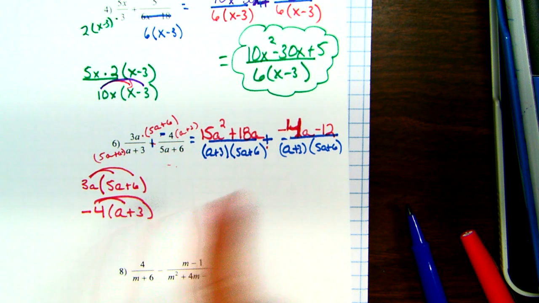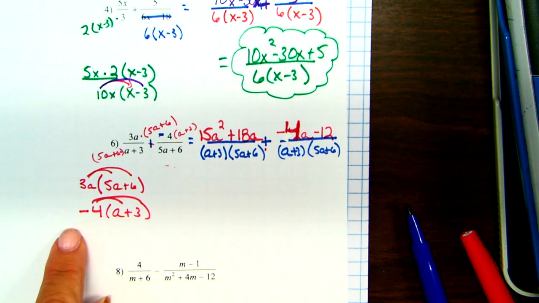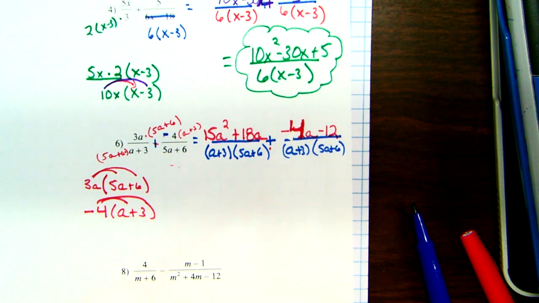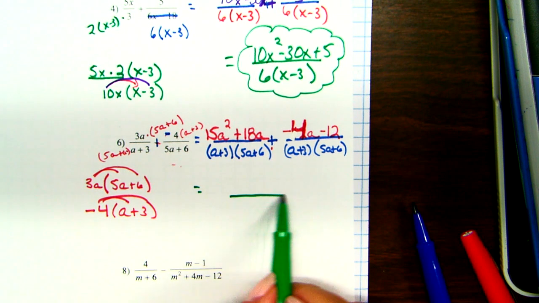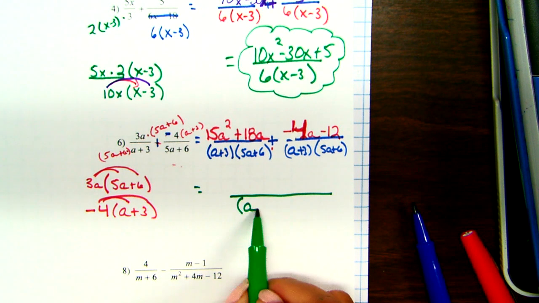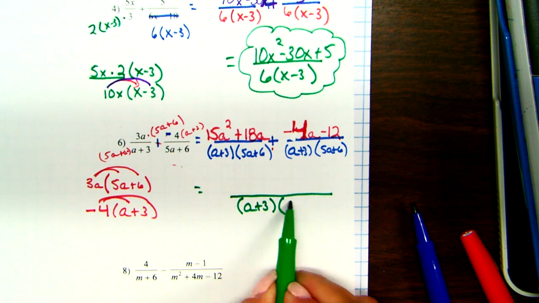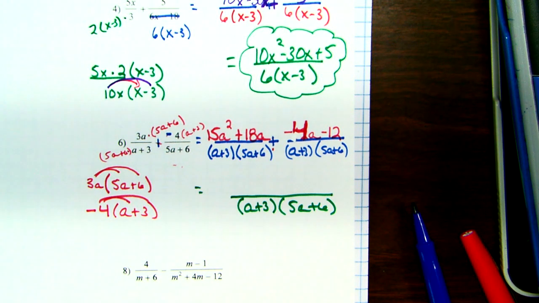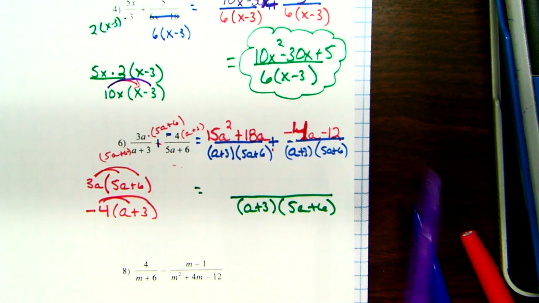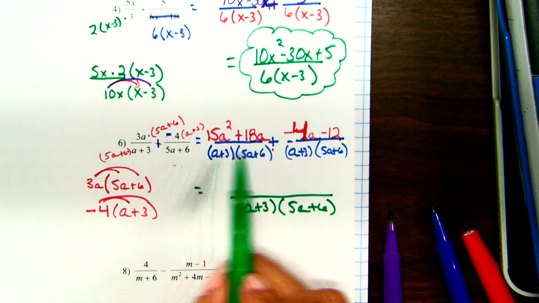So negative 4 times a is negative 4a, negative 4 times 3 is negative 12. Okay? Now we're ready to put it all together in one happy fraction. And again, the order that you put these parentheses in the denominator does not matter, okay? It's multiplication. 9 times 4 is the same as 4 times 9. Same thing with parentheses. Okay, and then look for any like terms.